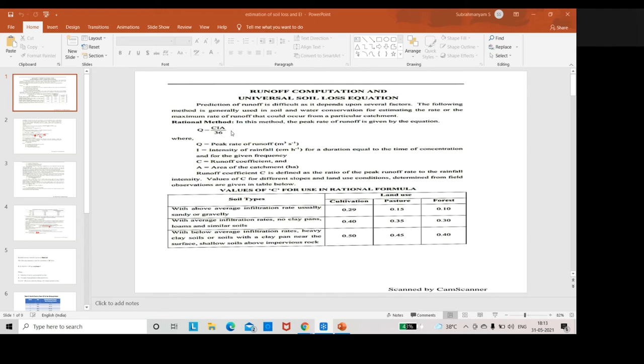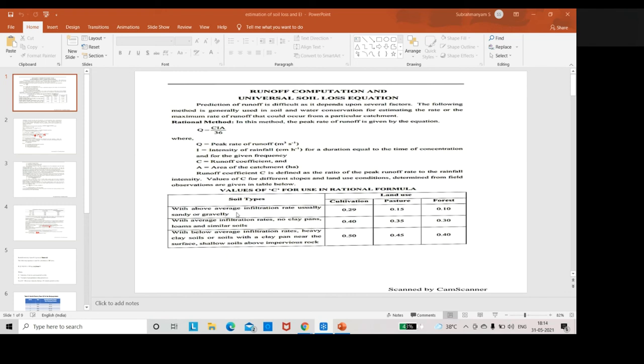Q equal to CIA by 36. Q is the peak rate of runoff and I is the intensity of the rainfall, or rainfall intensity, in centimeters per hour. C is the runoff coefficient. A is the catchment area, whereas the C value differs with the soil type and land use.